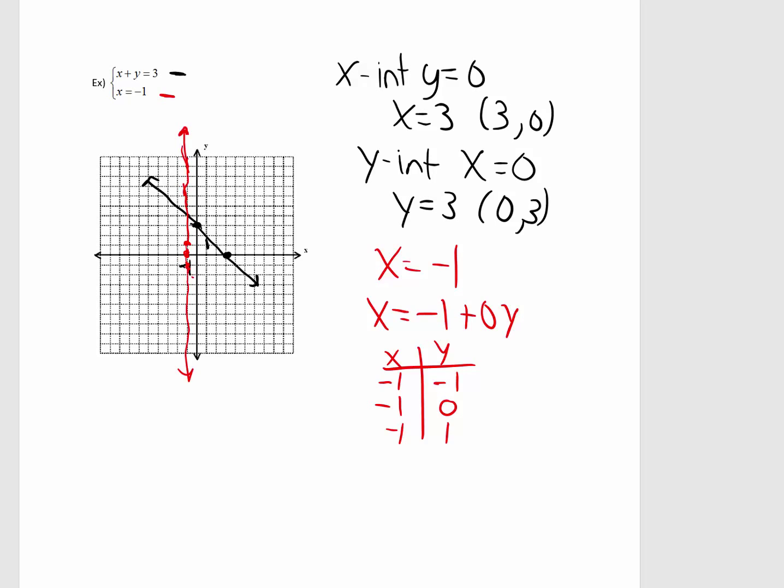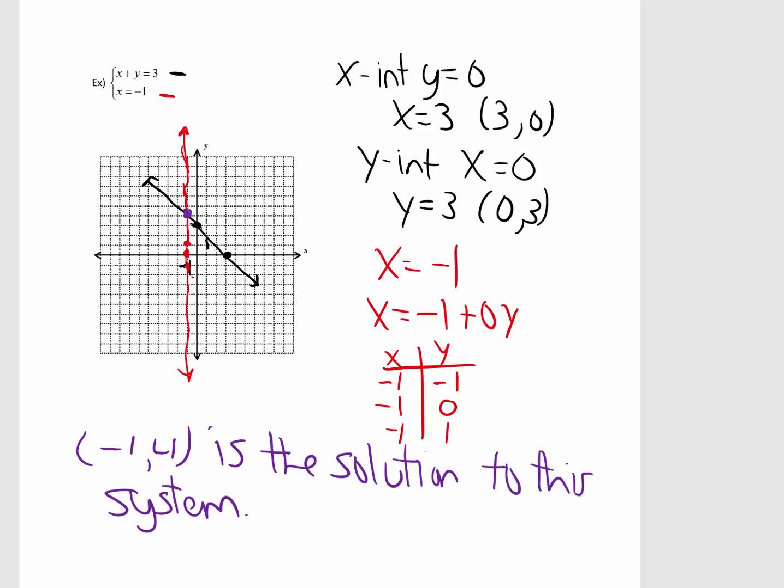All right, so now it is drawn. We can notice right here then, at the point (-1, 4) is where they intersect. Let's check it. The top equation, -1 plus 4 is 3, and the x-coordinate here is -1, just like it is here. So we can write that (-1, 4) is a solution to this system.